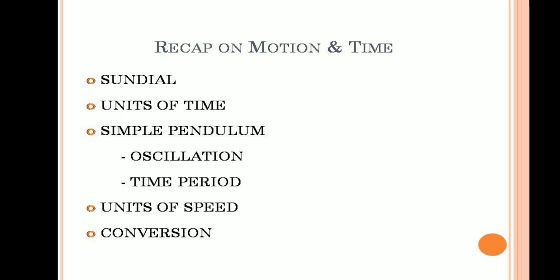Units of speed. The basic unit of speed is meter per second. The larger unit of speed is kilometer per hour. Conversion. To convert meter per second to kilometer per hour, we have to multiply it by 3.6. To convert kilometer per hour to meter per second, we have to divide it by 3.6.